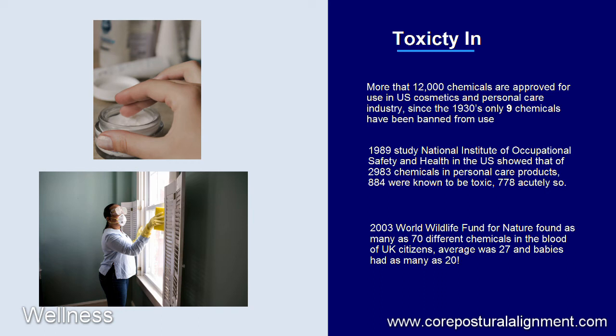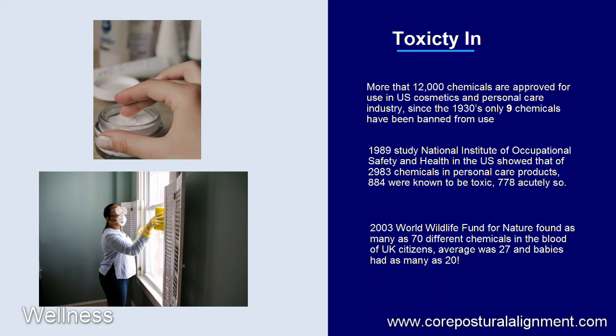More than 12,000 chemicals are approved for use in the US cosmetics and personal care industry. But since the 1930s, only 9 chemicals have been banned from use. Here's another one. The average woman uses 12 products per day. And a 1989 study by the National Institute of Occupational Safety and Health in the United States showed that of 2,983 chemicals in personal care products, a staggering 884 were known to be toxic, and 778 of these to be acutely toxic.